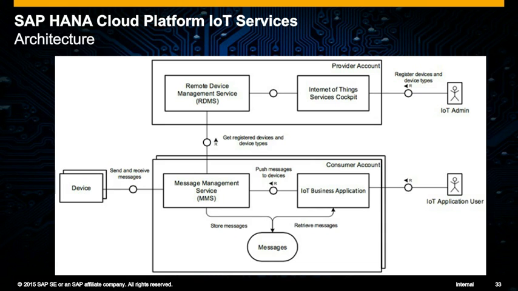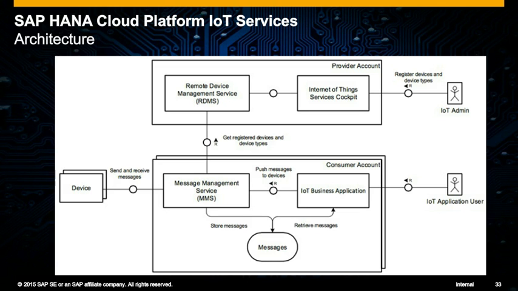Now let's look quickly into the architecture, how the IoT services work. So we have two roles here. If you're the administrator of your account for an IoT application, what you do, you use the Internet of Things Service Cockpit and use the remote device management service to put the devices on the HANA Cloud Platform. So you create device types and then also take care that the devices that you connect via protocols like HTTP, that they can store their sensor data in the HANA Cloud Platform.